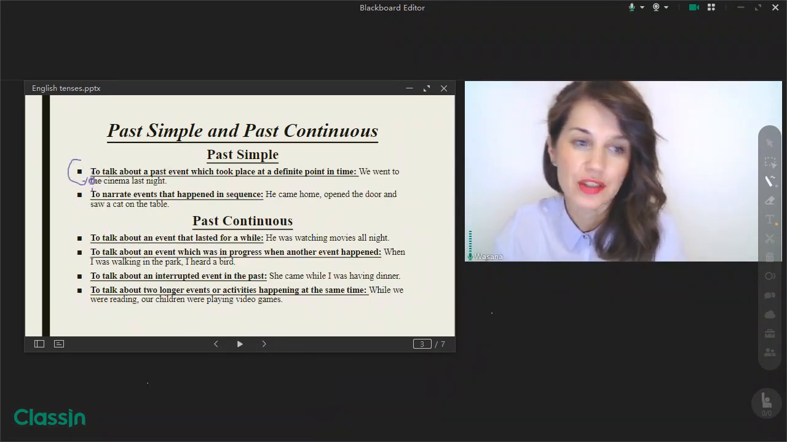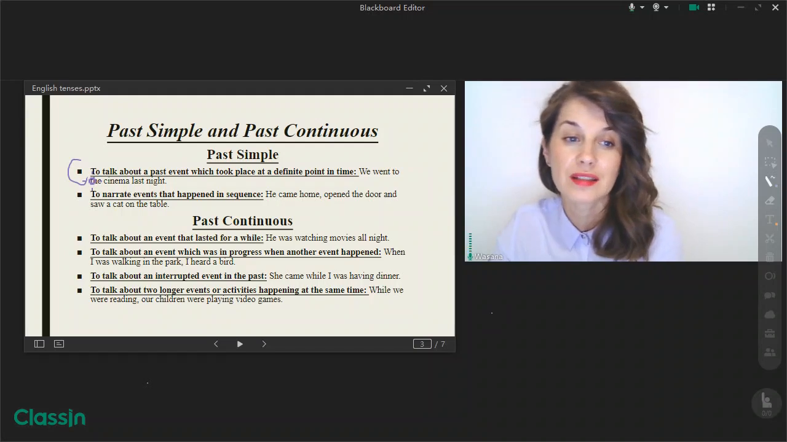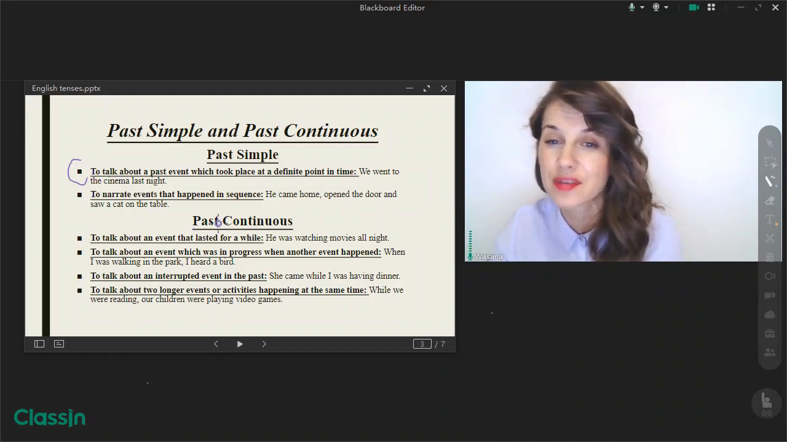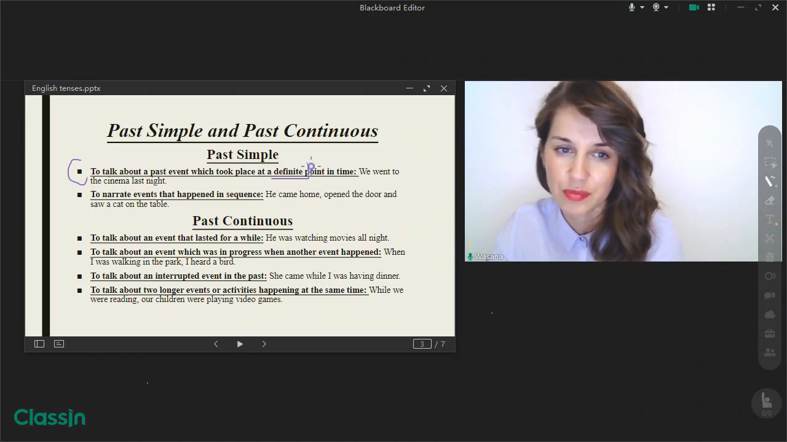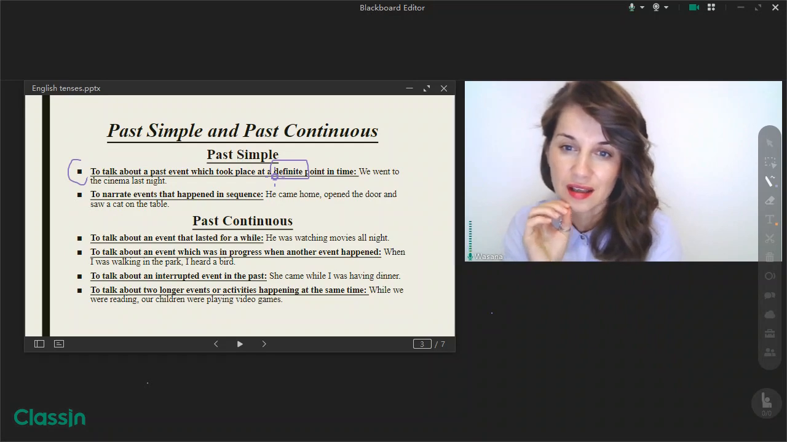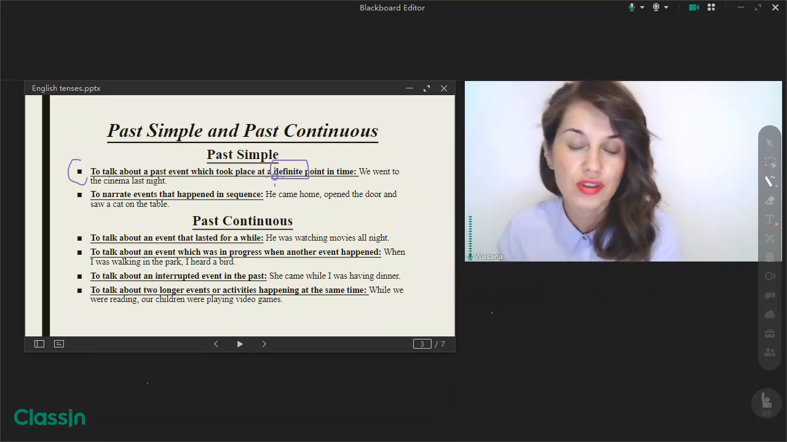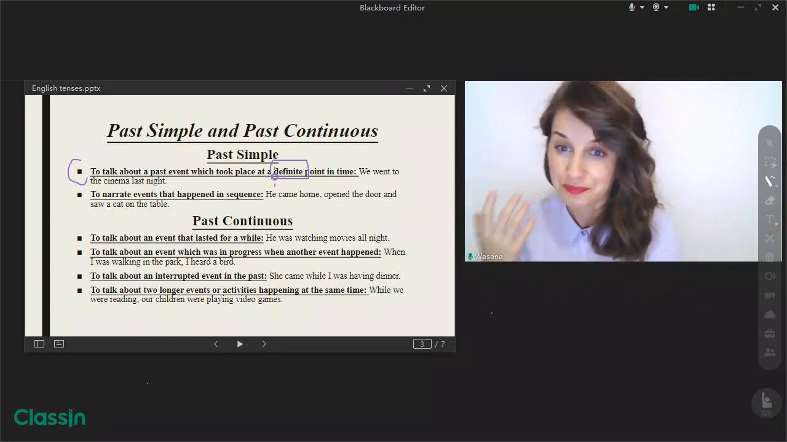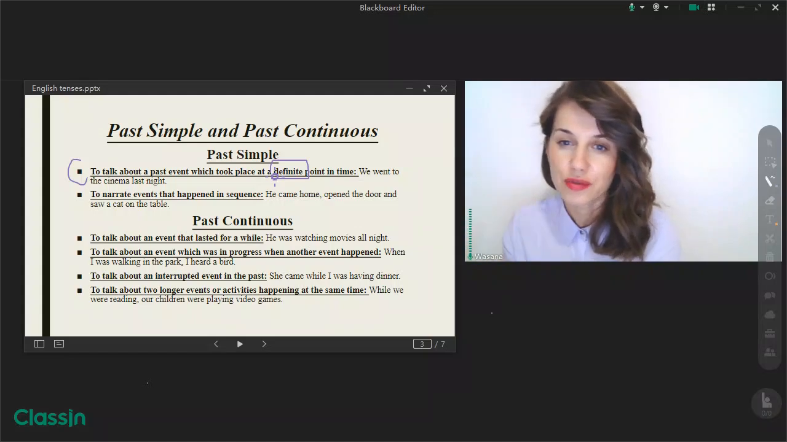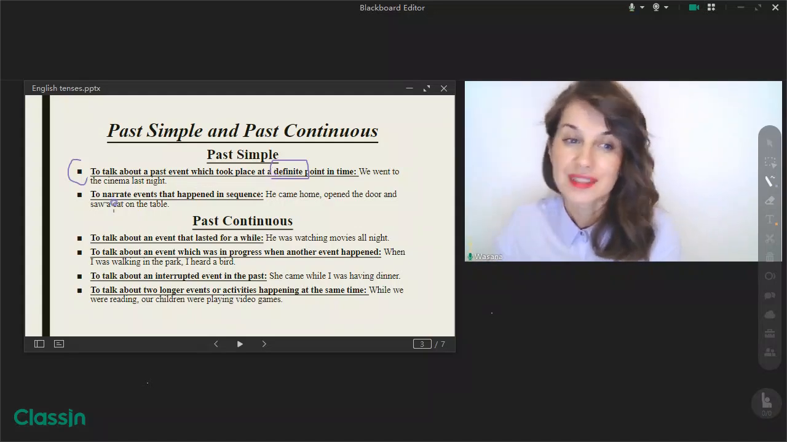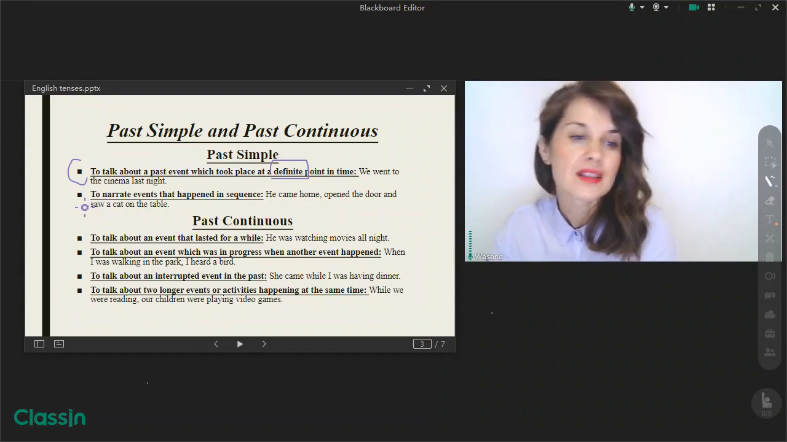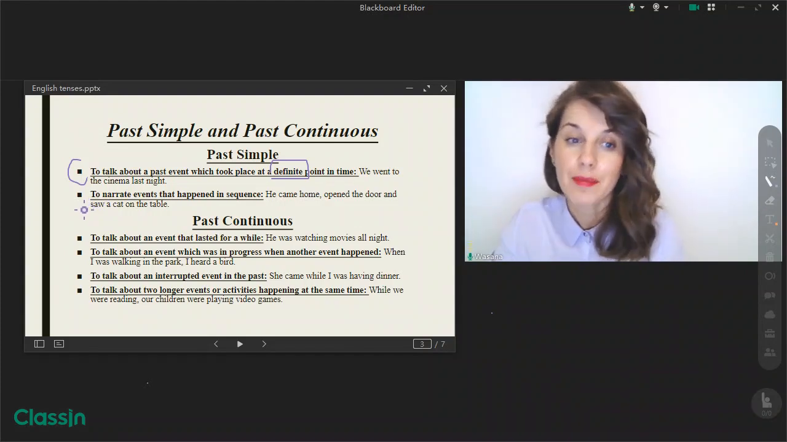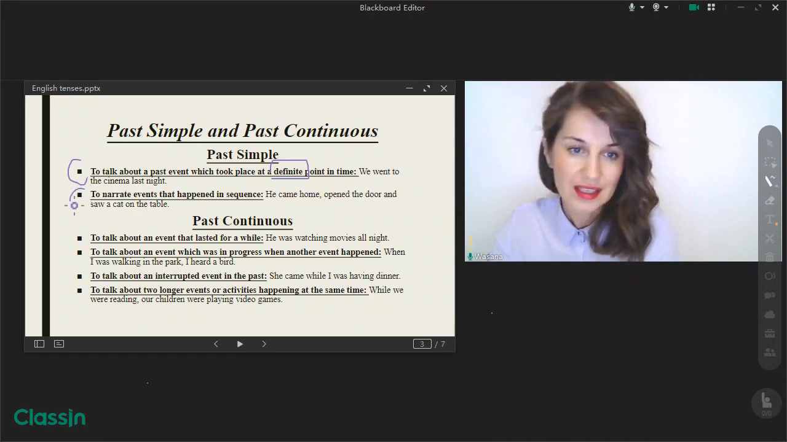Past simple, my dear students, of course, we use to talk about a past event which took place at a definite point in time. This is very important, definite point in time. So we emphasize when the action was performed, and we usually use adverbs such as last night, last week, yesterday, a few nights ago, and so on. We went to the cinema last night. And we use past simple when we want to narrate events that happened in sequence. He came home, opened the door, and saw a cat on the table.